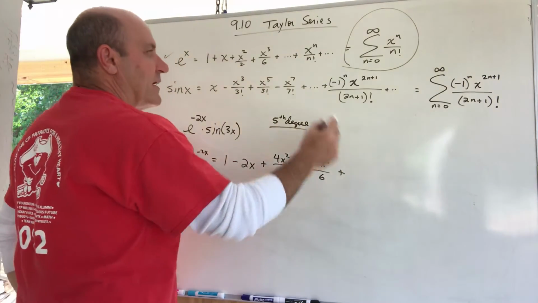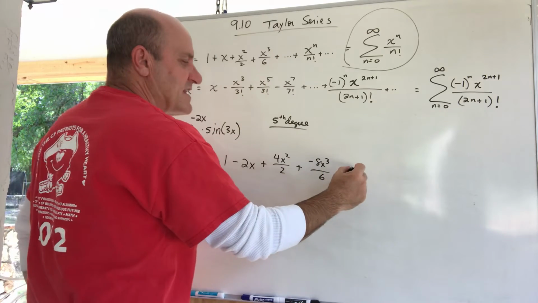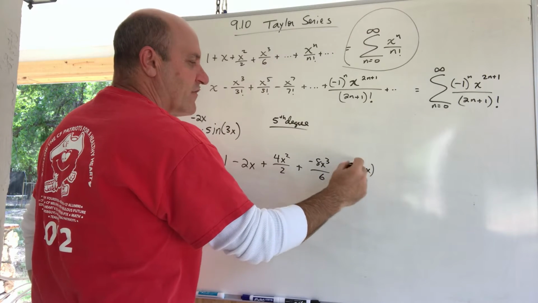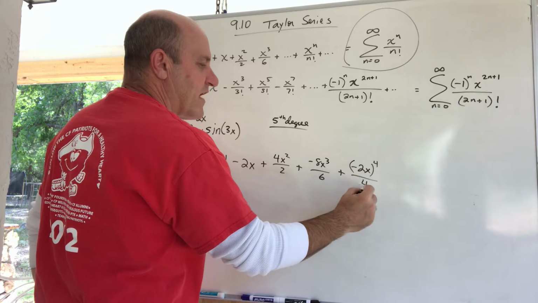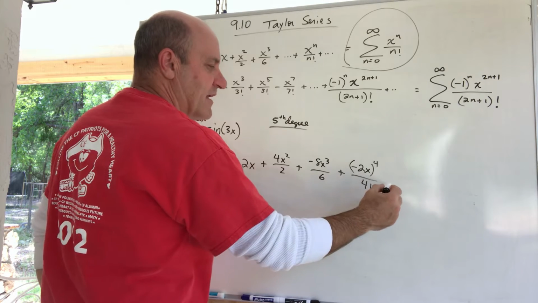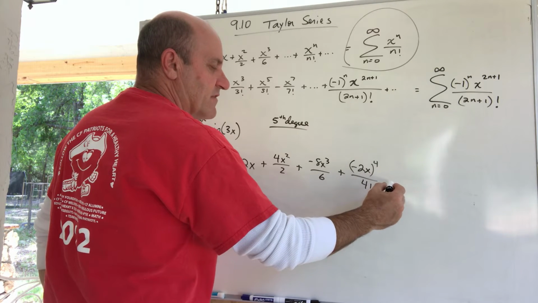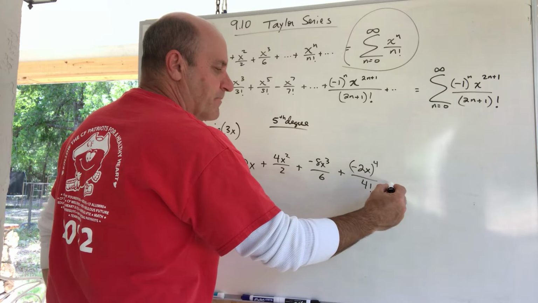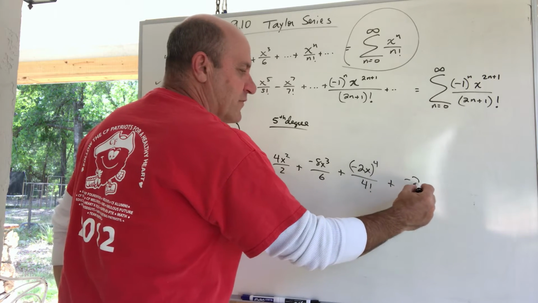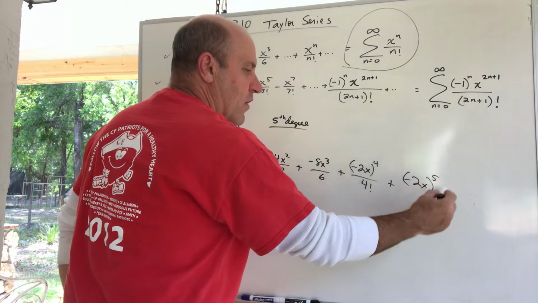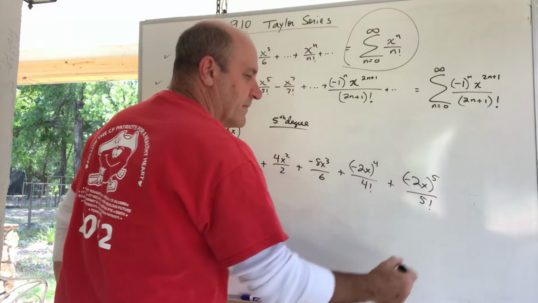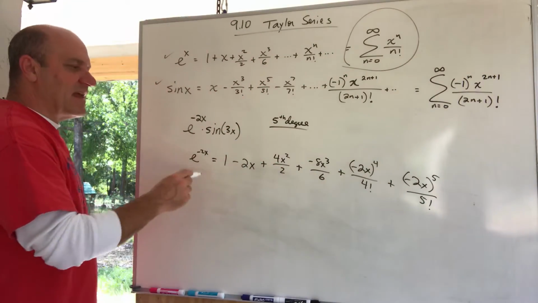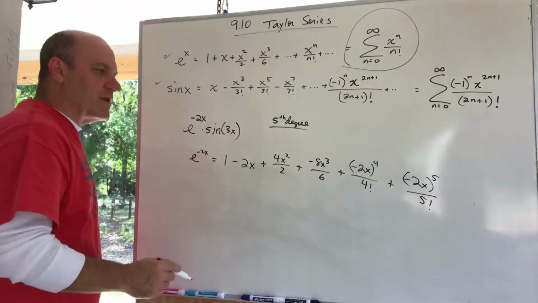What's the next one? x to the 4th over 4 factorial. That's negative 2x to the 4th over 4 factorial. I guess I'll simplify that later. And then finally, I want to go to a 5th degree polynomial. Negative 2x to the 5th over 5 factorial. So I'll stop there. e to the negative 2x taken out to a 5th degree polynomial.